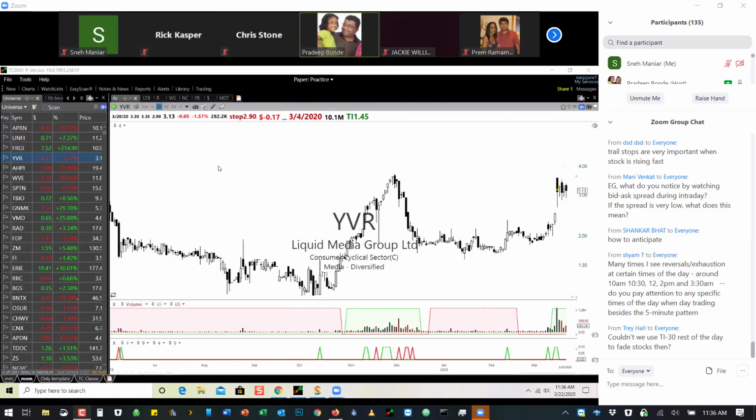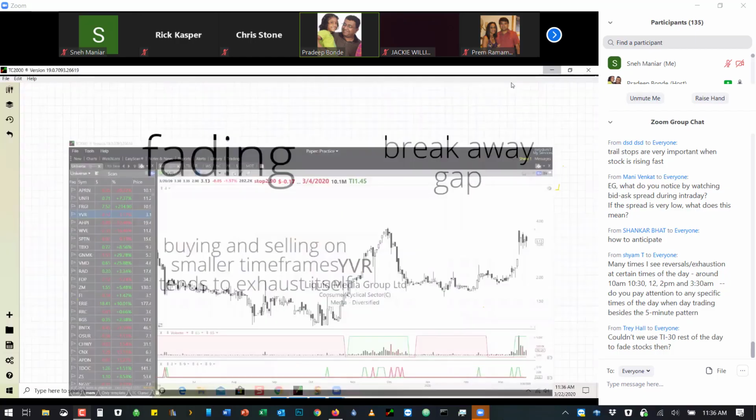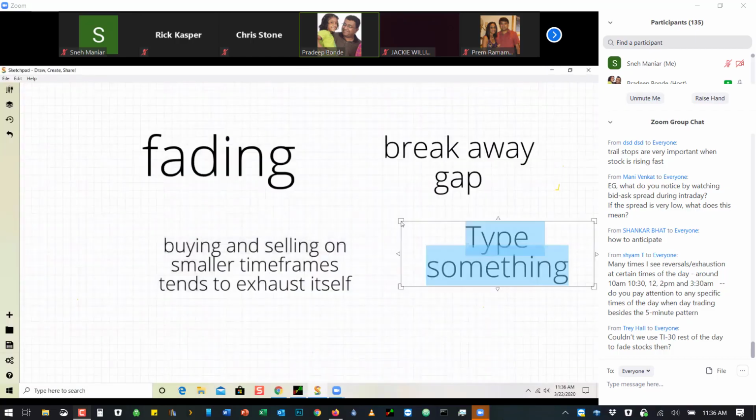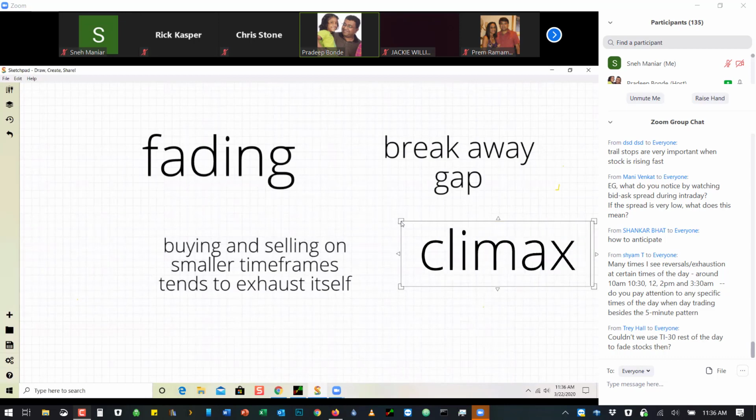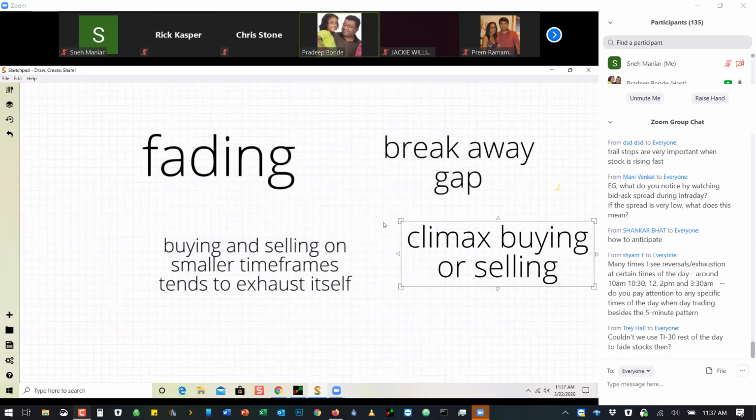Fading, even if a stock has a news catalyst, as I explained during the day, if it has a buying climax. This is also the reason why the best scan which you can run for day trading, if you want to do it that way by using day trading scans, is climax buying or selling. So you get a climax of buying or selling, like 3 or 4 candles of continuous buying or selling. That's likely to lead to exhaustion.